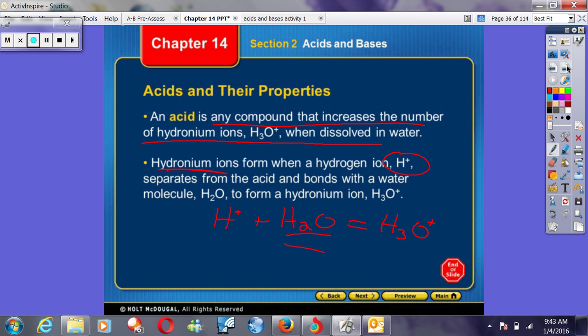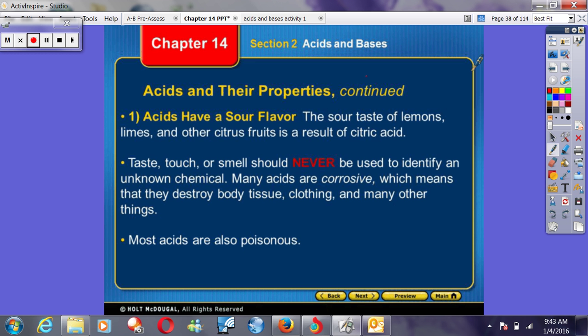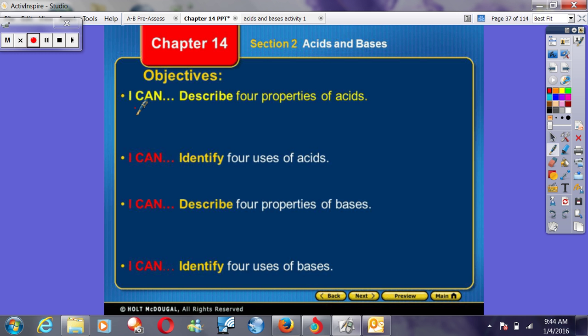So that's an acid. Now, the 4 properties of acids go as follows. Number 1, so again, you go back here, put your little 1, then 2 and 3 and 4.